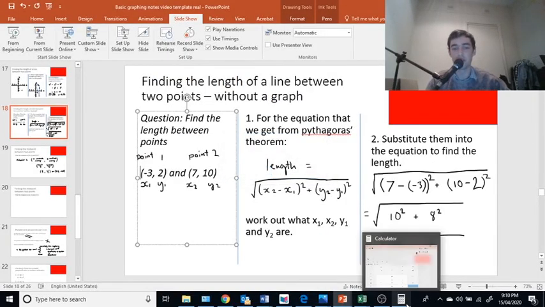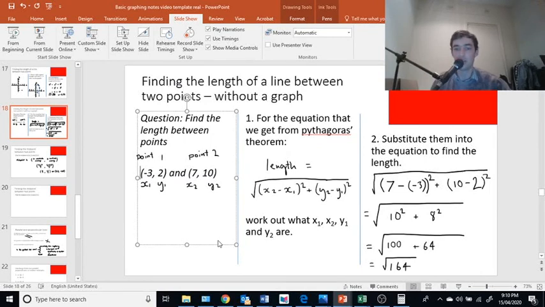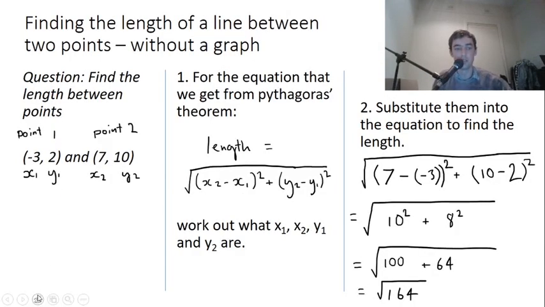Now we'll get Google to tell us what that is again. Or we'll see if we can use the calculator straight away. Yes, we can. So here's the square root symbol. We had 164. That's 12.8. Okay. And there we go. All right. So that is finding the length of a line between 2 points.